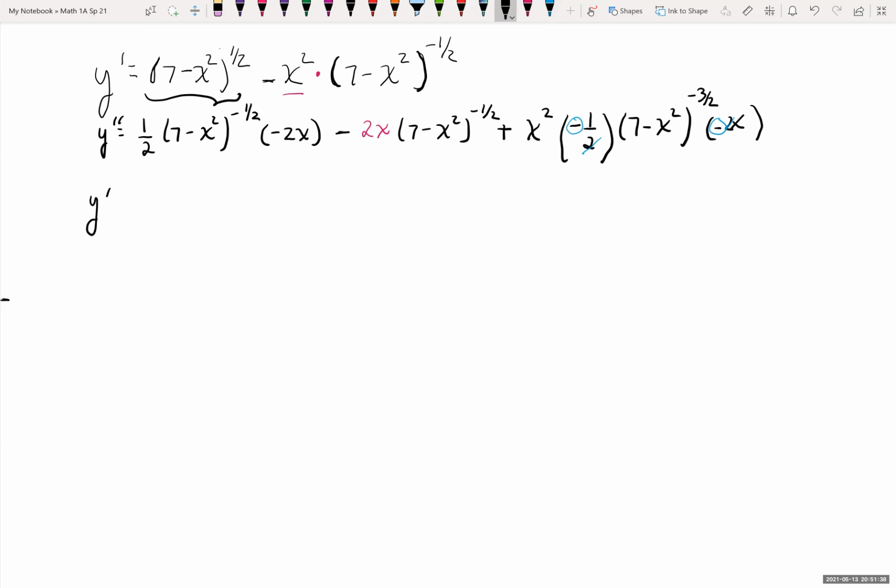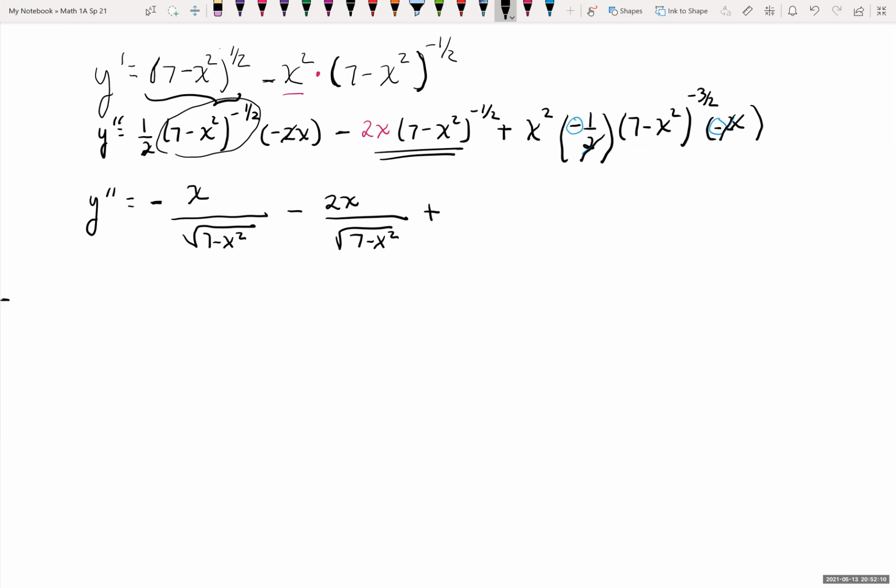And so let's clean this up a little bit. 2's cancel here. So this is a negative. We have an x in the numerator, all over, we can bring this piece down, the square root of 7 minus x squared. Minus 2x, rewrite this, so this is all over the square root of 7 minus x squared. Plus, that 2 canceled with that 2. We have an x times an x squared. So in the numerator, we have an x cubed all over the square root of 7 minus x squared quantity cubed.